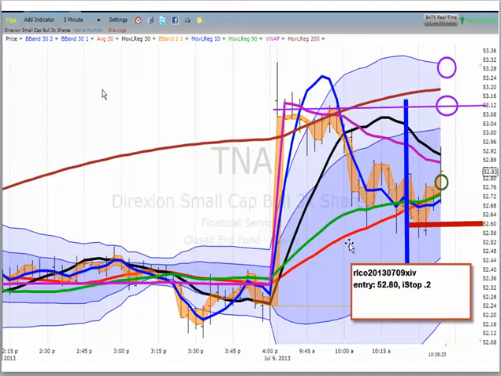Dark blue is the 30-period regression line plus or minus 1, the river. Light blue is 30-period regression line plus or minus 2, the floodplain. Purple line is the VWAP, volume weighted average price. Red line is the 30-period simple moving average, or the midpoint of the river. Dark green is the 90-period regression line.